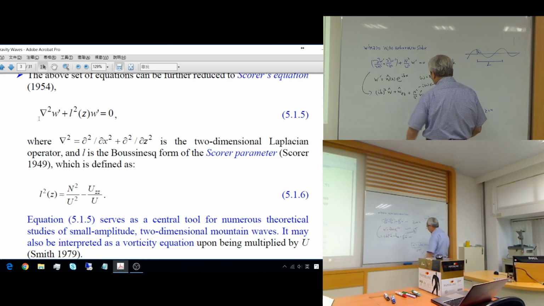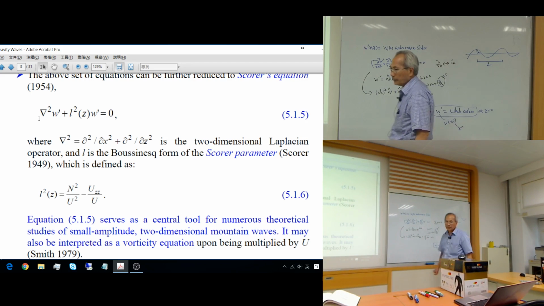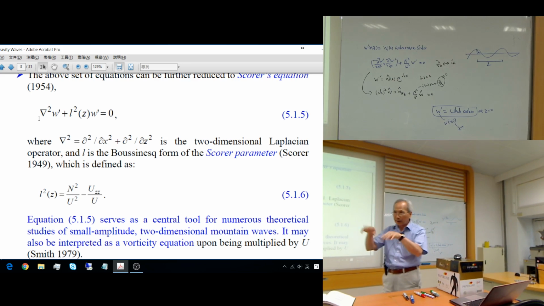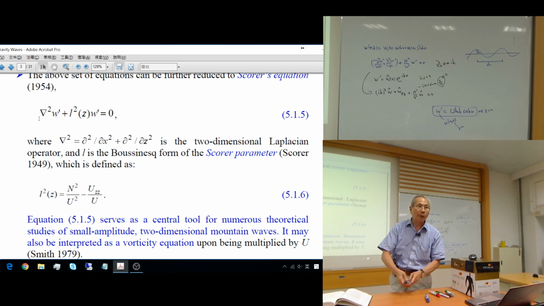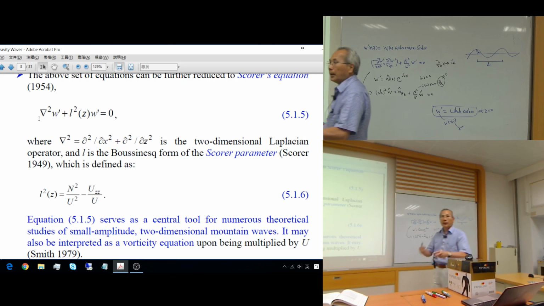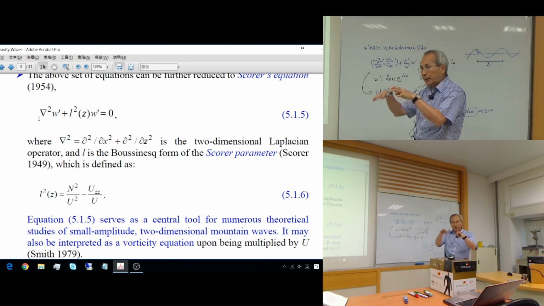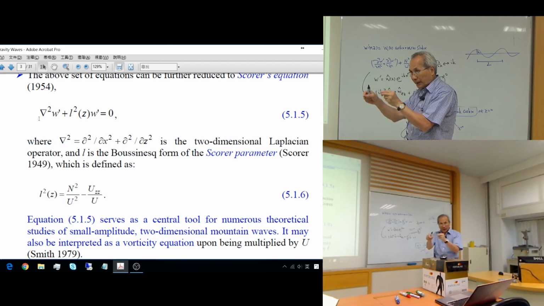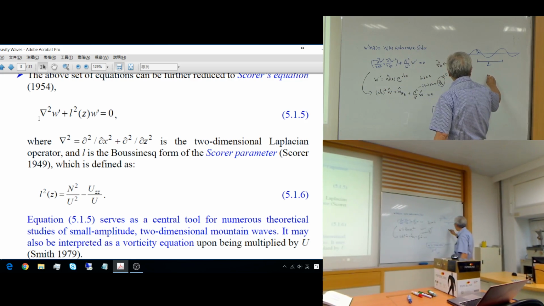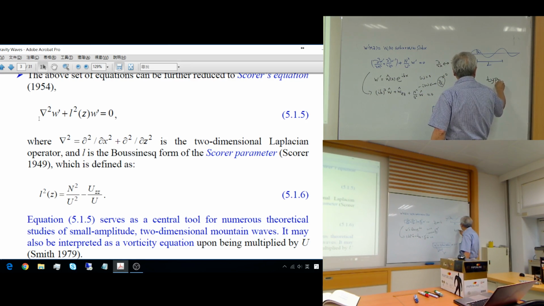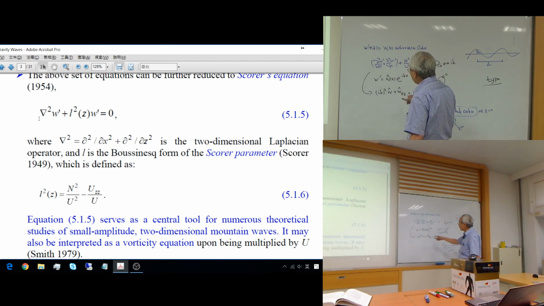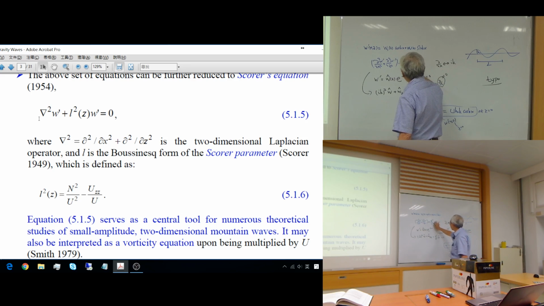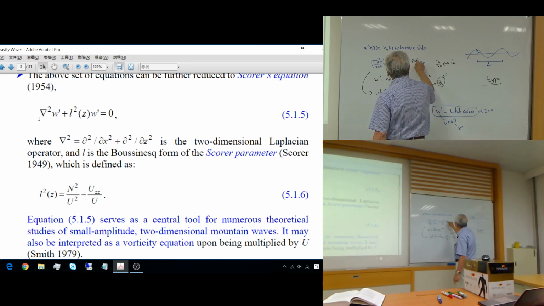A typo means a typographic error, that you mistyped something. We call it a typo. So that's why I always write d square w prime over dx square here.